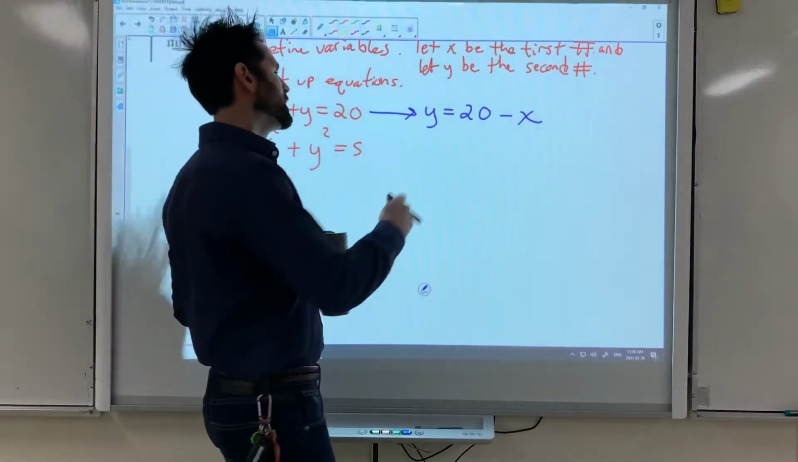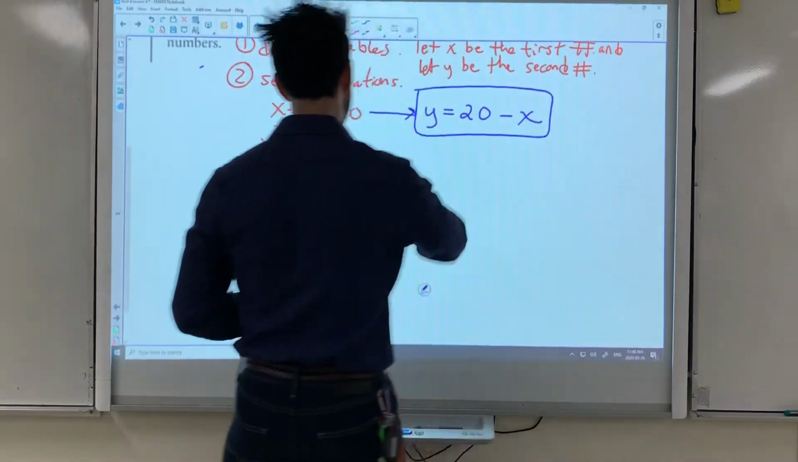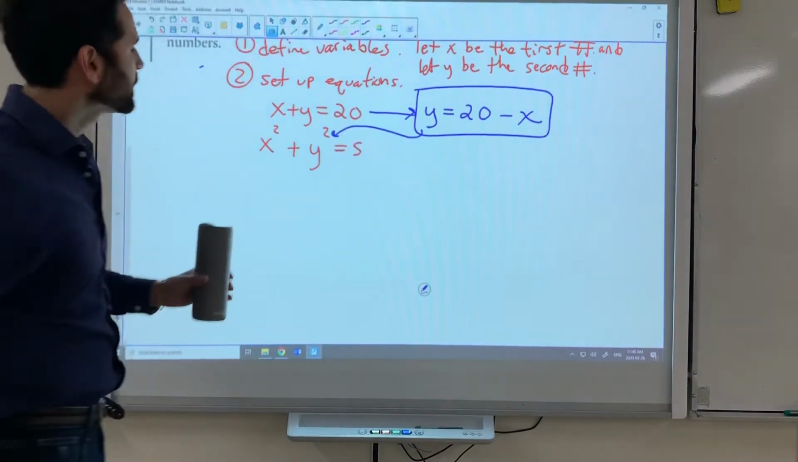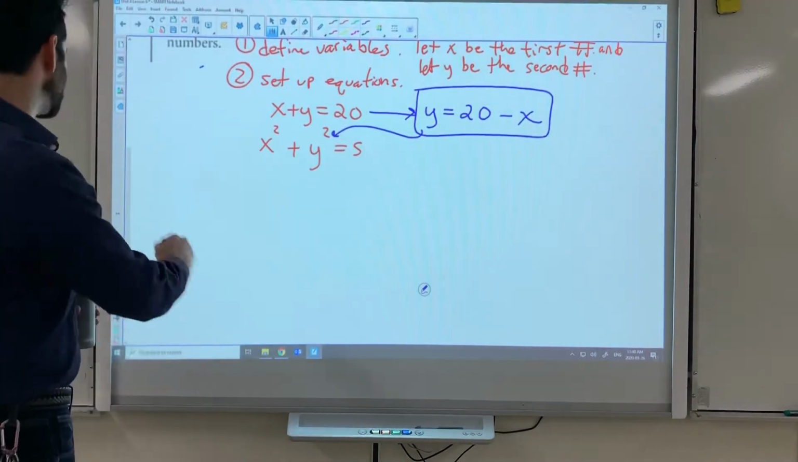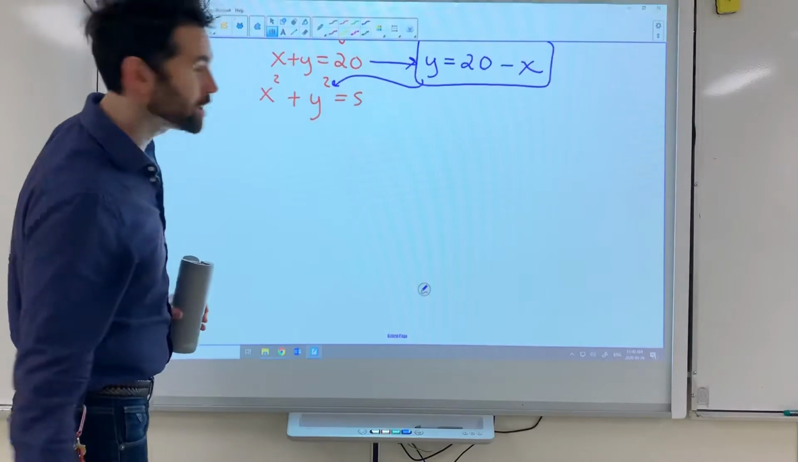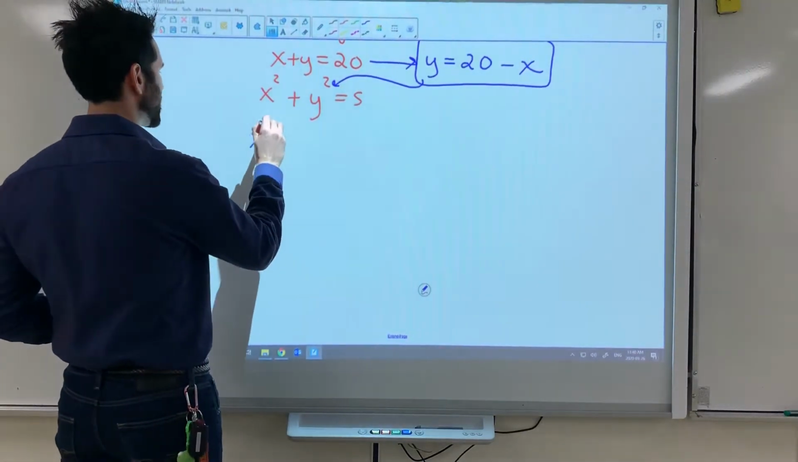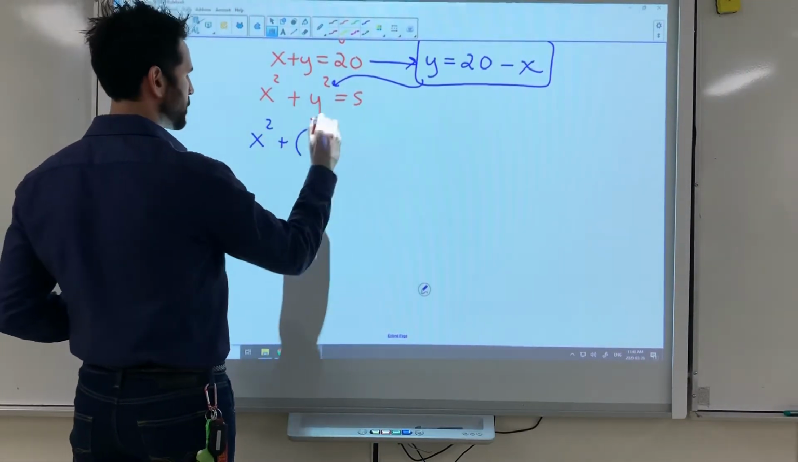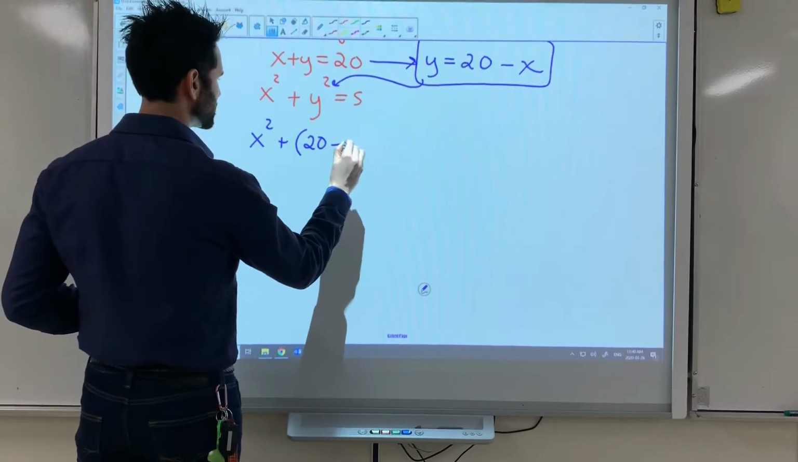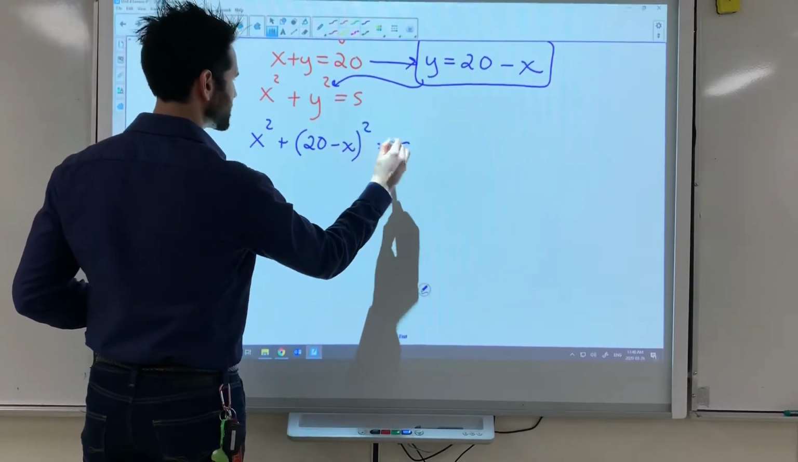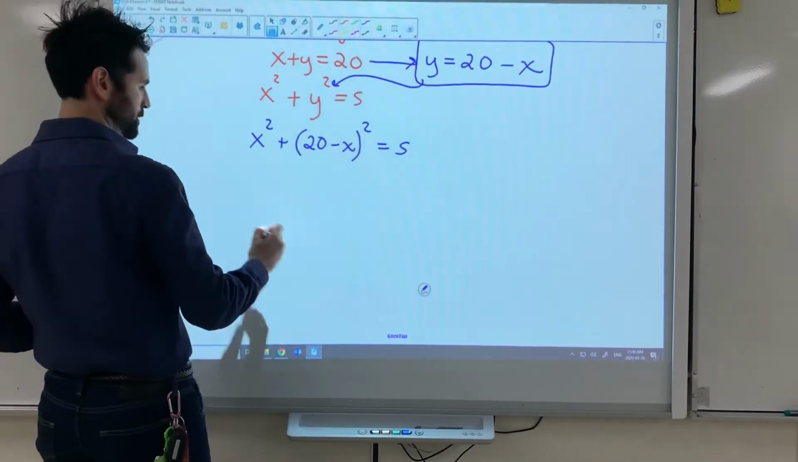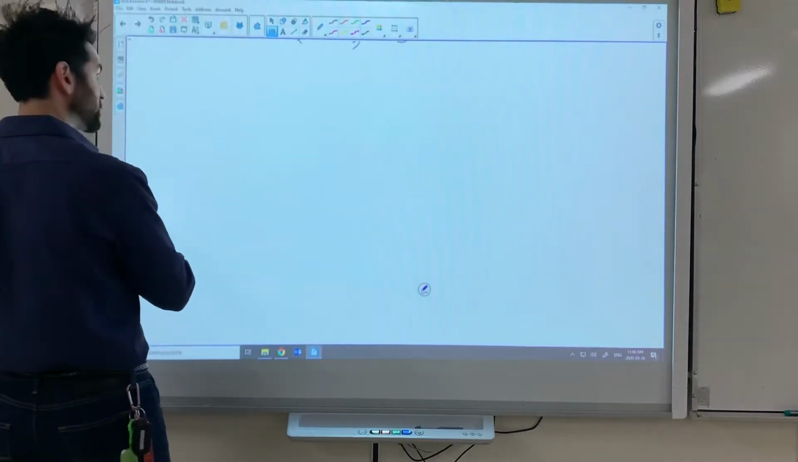So there we go. Now that you have that, you can pop it in there, and you would have an equation that only has one variable, and you'd be able to solve it using your knowledge of quadratics. So I have x squared plus, plug in what y is, 20 minus x squared, that's equal to the sum. Foil that out. I know, it's going to suck, but we're going to have to do it.